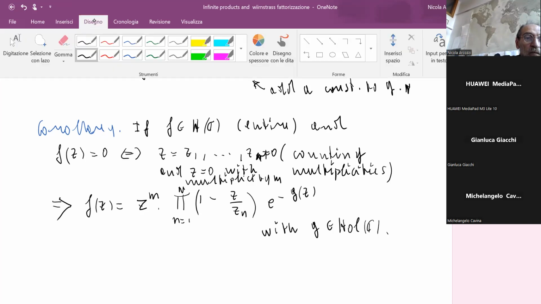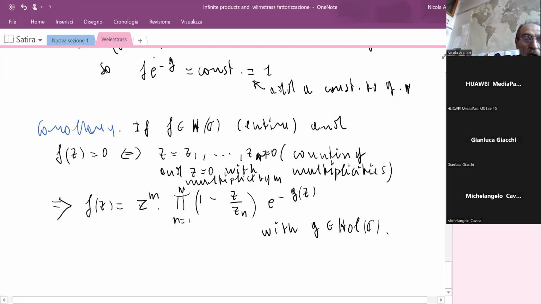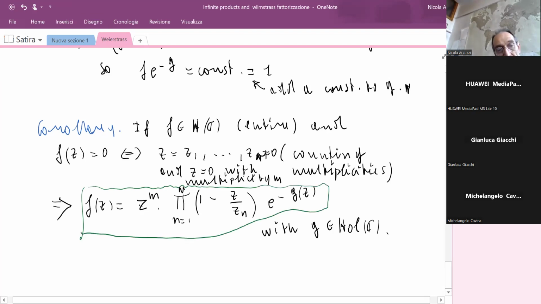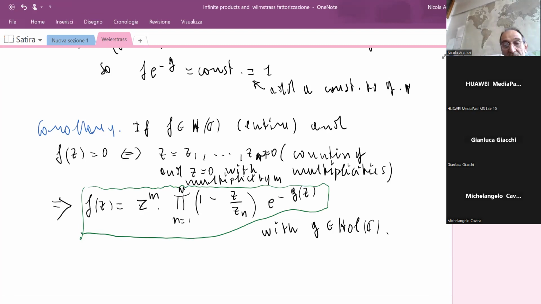So the thing is that if I have only finitely many zeros for f, then f can be written as a kind of canonical product, which has the same zeros as f, times something which is zero free. Okay.